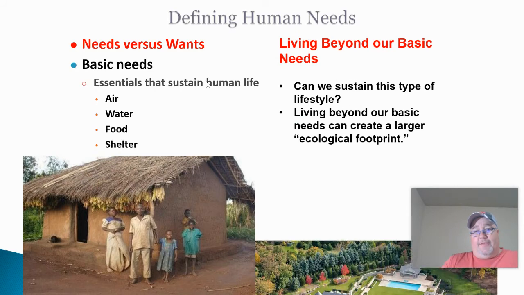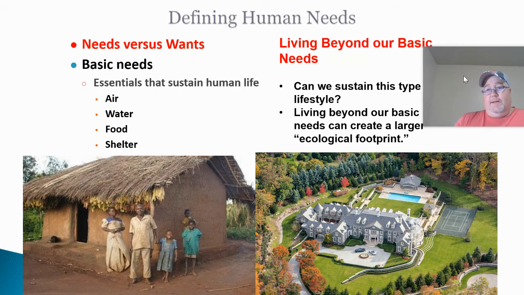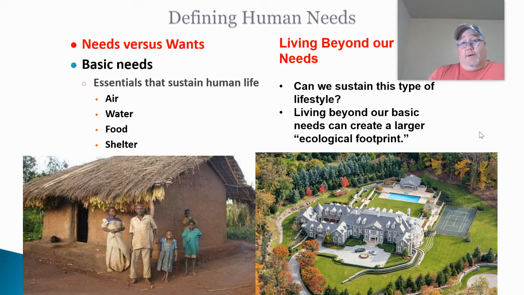Defining human needs. I think these two pictures kind of sum this up a little bit. If we're talking about living a sustainable life, just look at these two pictures. We've got your basic needs, things like fresh air, good drinking water, food, shelter, whatever. Those are just basic human needs. And this family here on the bottom left probably are not living much above that. They've got some clothes, they've got a little straw hut here in the background. They probably live very simple lives.